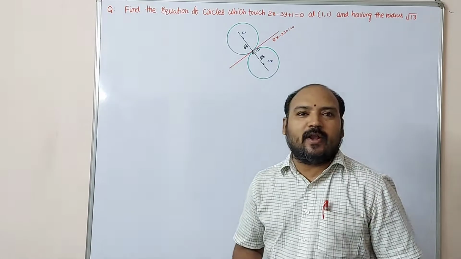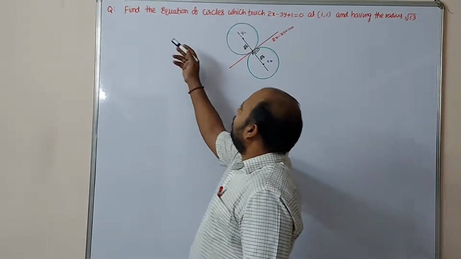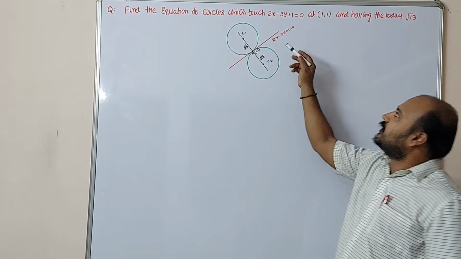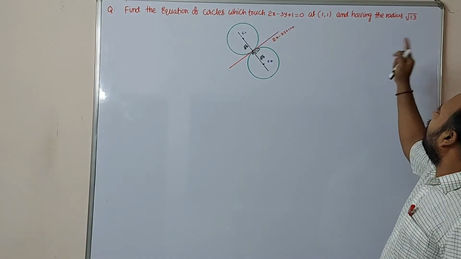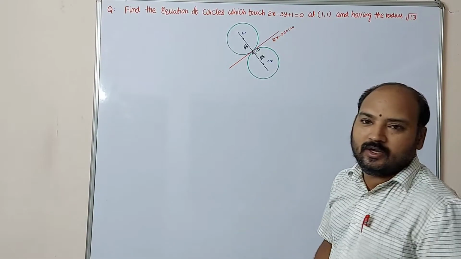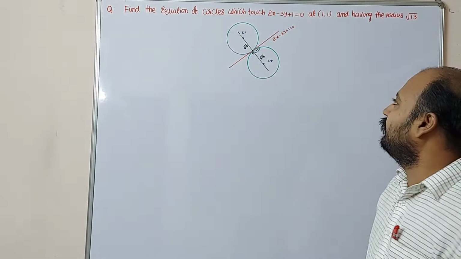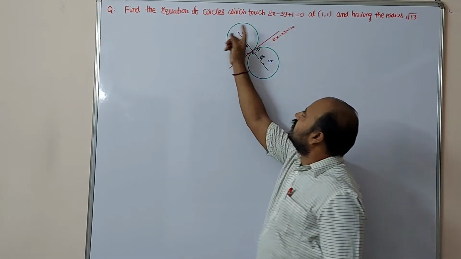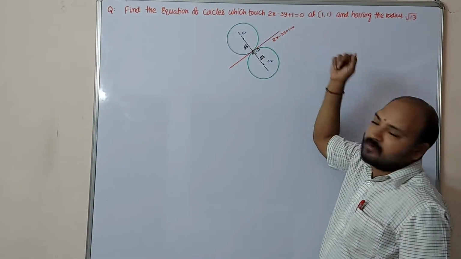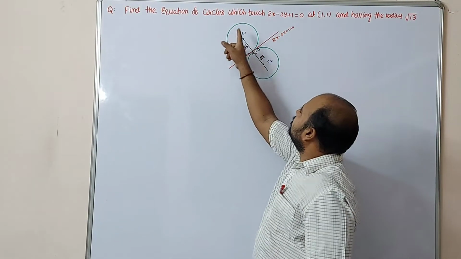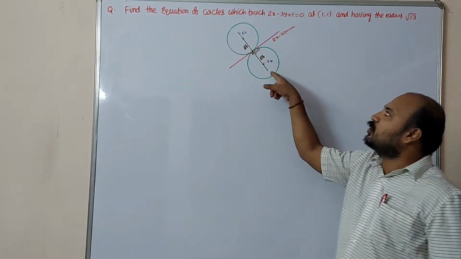In this video, one example problem from circles we are going to discuss now. Find the equation of circles which touch 2x minus 3y plus 1 equal to 0 at (1, 1) and having the radius root 13. According to the question, this is the way we have to draw the figure. This is the line 2x minus 3y plus 1 equal to 0, which touches the circles at (1, 1), having the radius root 13.